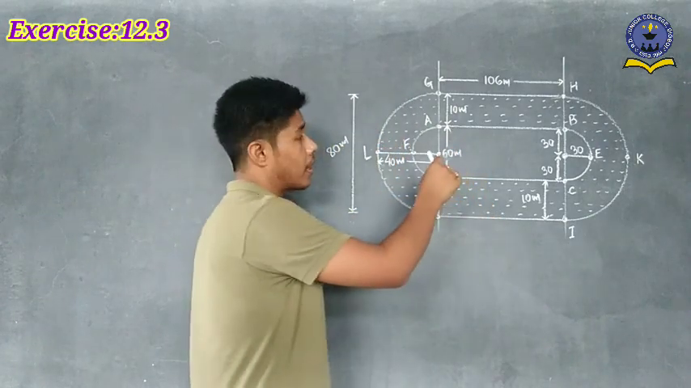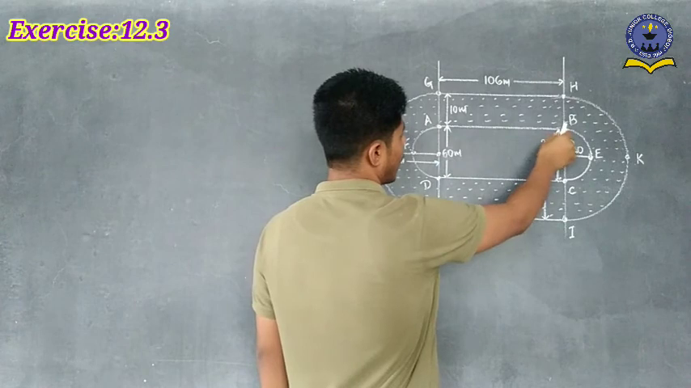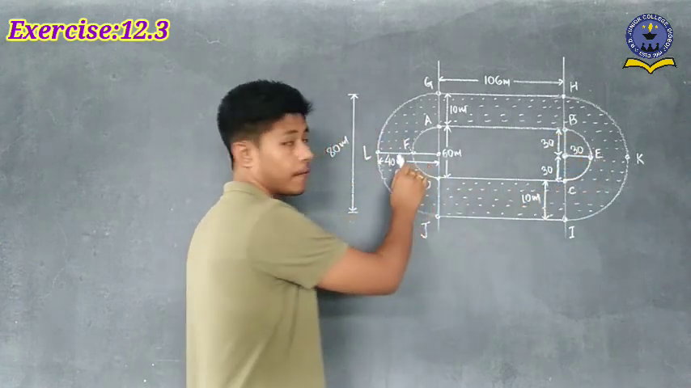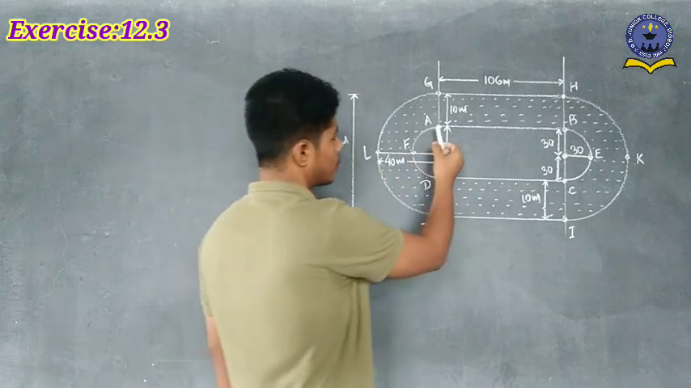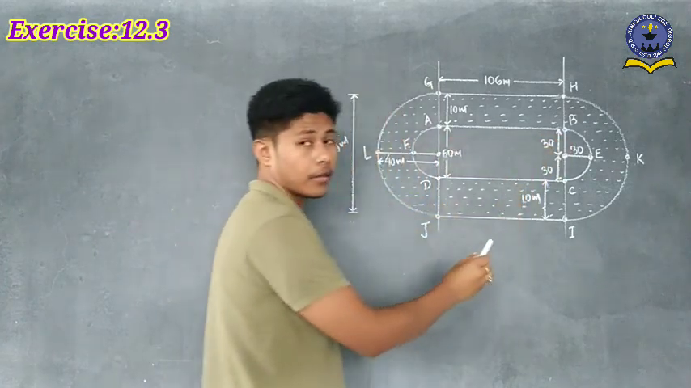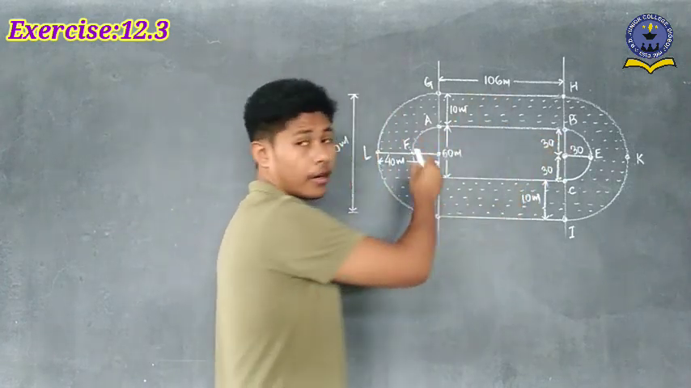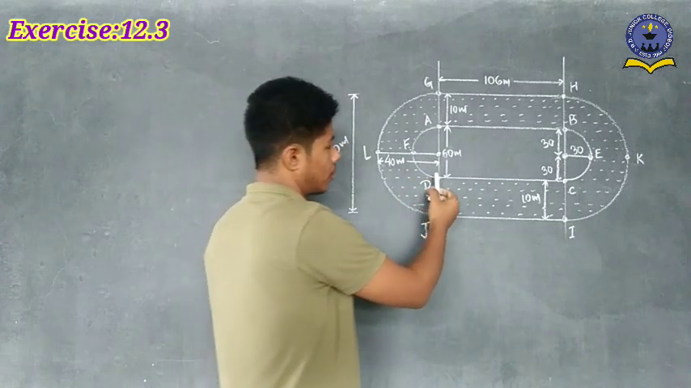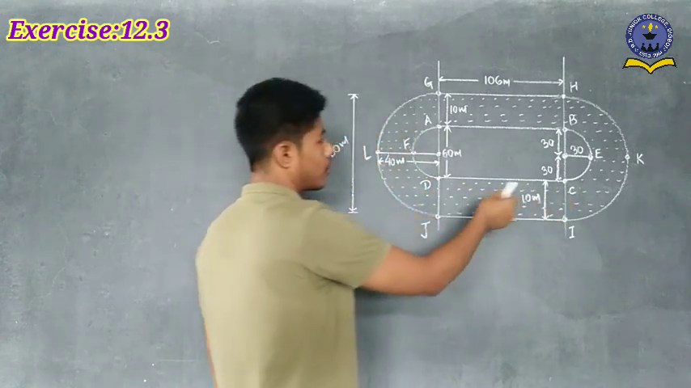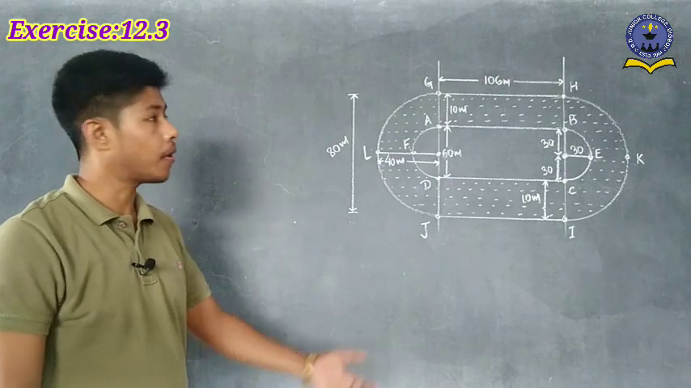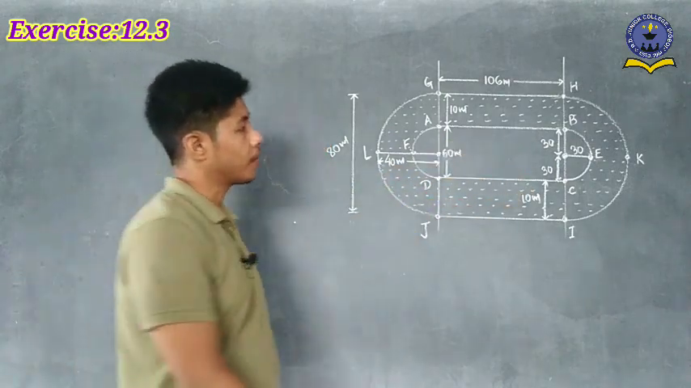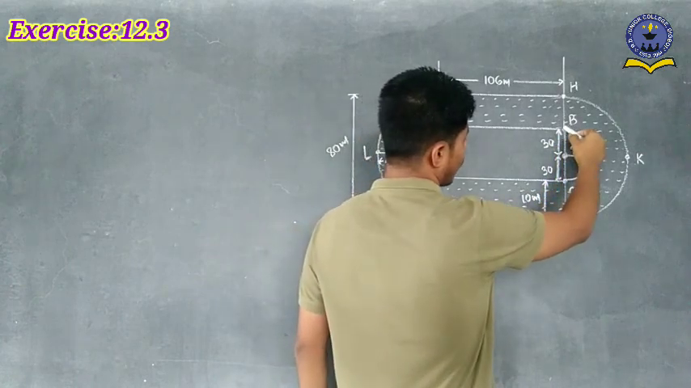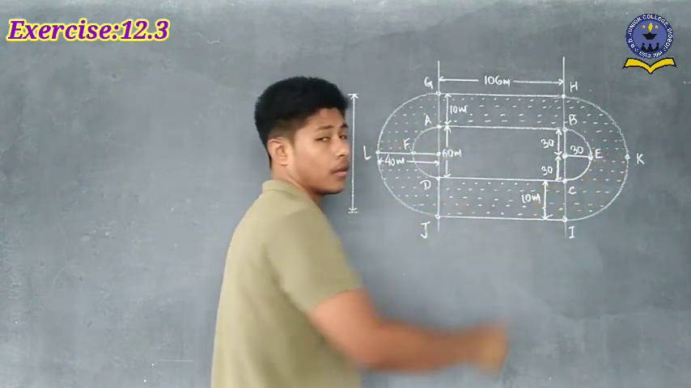inner edge. That means the length of this one you have to find out, A, B, E, C, D, F. How can we find out this one? Since we know the length of AB is 106 meter, given. So the length of CD or DC is also 106 meter, because these lengths are the same. Next, what you have to find out is the length of BEC.